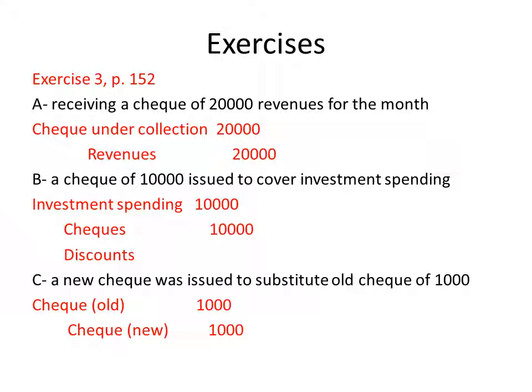Exercise 3, page 152. A. Receiving a check of 20,000 revenue for the month. The entry is check under collection 20,000 and revenue 20,000. B. A check of 10,000 issued to cover investment spending. The entry is investment spending 10,000, checks and discounts 10,000. C. A new check was issued to substitute old check of 1,000. The entry is check old 1,000, check new 1,000.